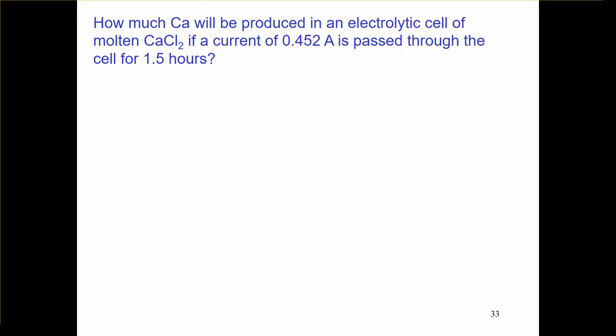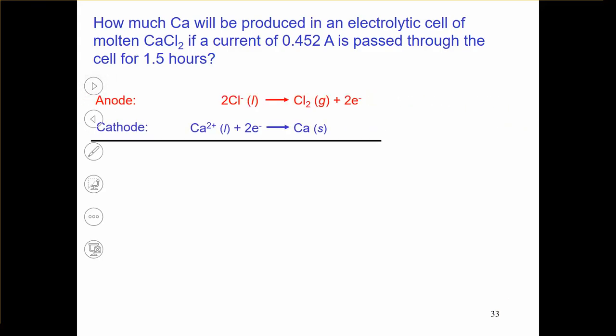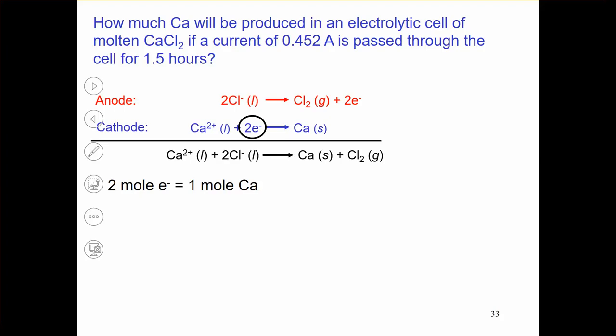But how much calcium will be produced in an electrolysis cell of molten calcium chloride if a current of 0.452 amps is passed through the cell for 1.5 hours? So an hour and a half, it's at 0.452 amps. How much calcium am I going to make, okay? And it's basically a stoichiometry question, okay? So we do a bunch of conversions. First, we figure out the balanced chemical equation for the anode and the cathode, the overall reaction here. We have to figure out the number of electrons. Okay, it's 2 moles of electrons for every 1 mole of calcium. That's going to become a conversion factor that we would use.